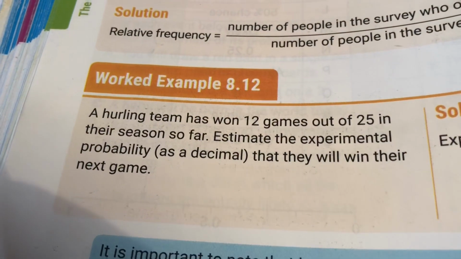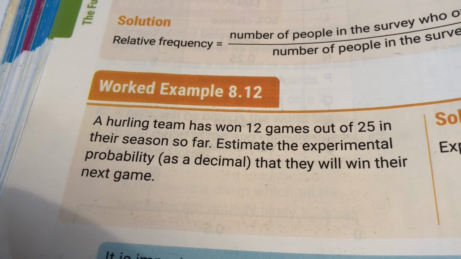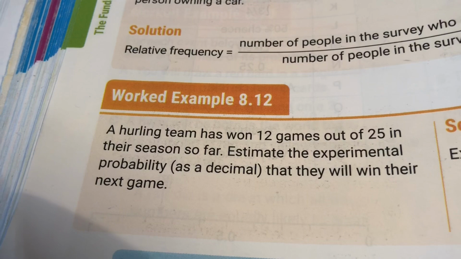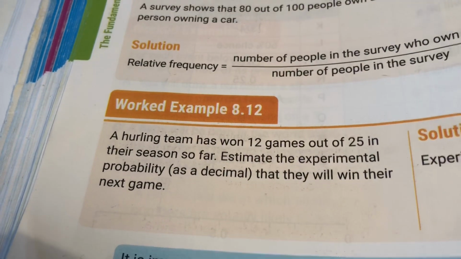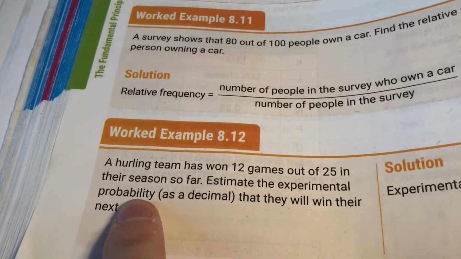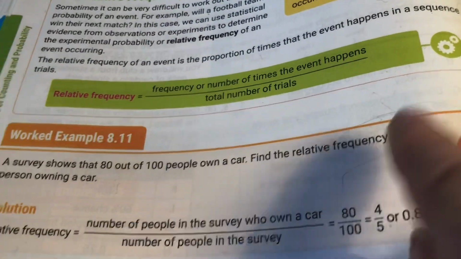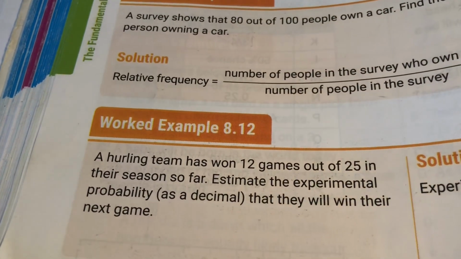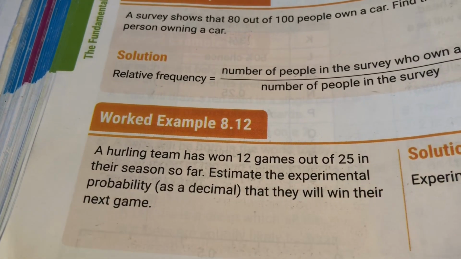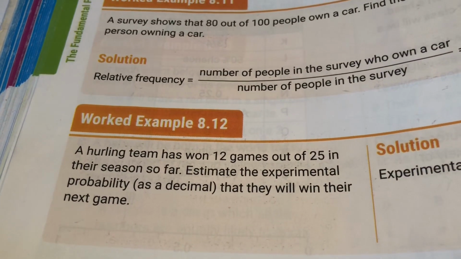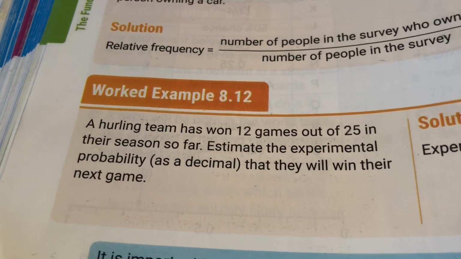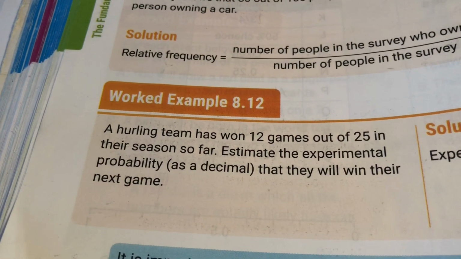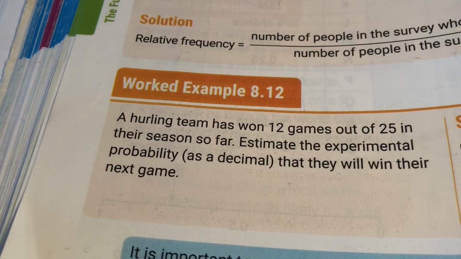Worked example 8.12. A hurling team has won 12 out of 25 in their season so far. Estimate the experimental probability. So you'll notice in this question, it uses experimental probability, and in the previous one, relative frequency. So we need to know both names. Estimate, and we're told to give our answer as a decimal this time. So I would have underlined that when I was doing the question myself to make sure that I give my answer in the correct format. So estimate the experimental probability that they will win their next game.